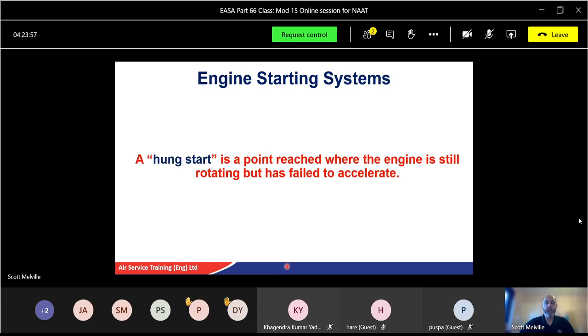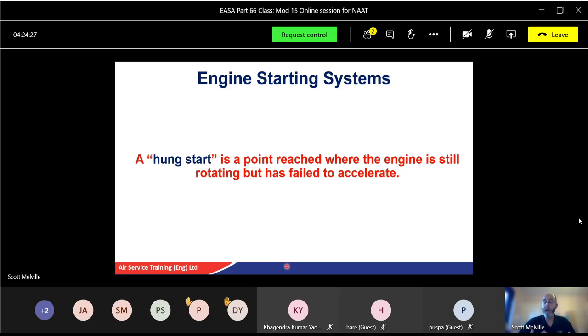A hung start can also be a point when it's rotating and you've maybe forgotten to open the throttle, something as simple as that. Everybody's been there at some point as a ground runner. You go, why is my engine not starting? Oops, forgot to open the throttle. When you do an engine start, you're watching lots and lots of gauges and lights, and sometimes you forget to open the throttle. Bit embarrassing, but it does happen. So you'll see the rotation, no temperature. What's gone wrong here? Forgot to open the throttle.